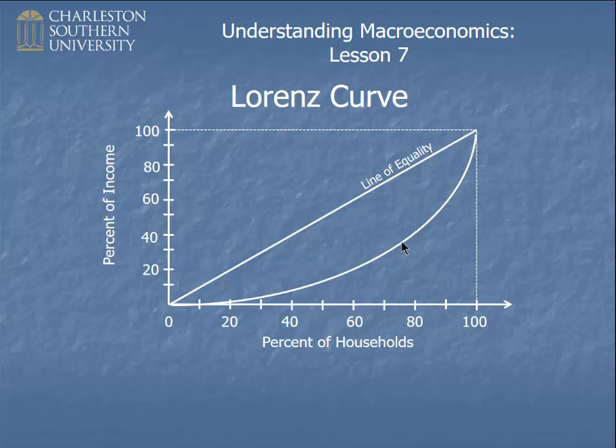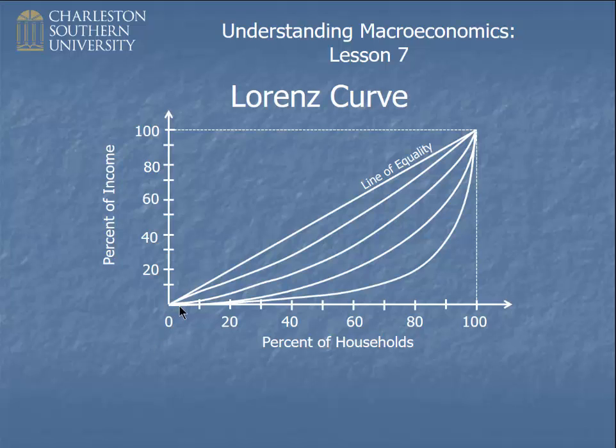Here we go. So if it turned out that income was a little more equal, the Lorenz curve would be in here, closer and closer to the line of equality, right? So as the Lorenz curve gets flatter and flatter and approaches this, things become more and more equal. Going the other way, if the Lorenz curve gets more and more bowed out, things are less and less equal.